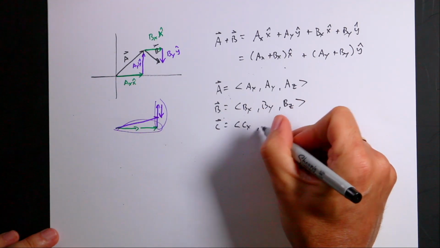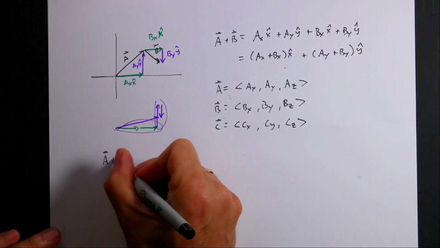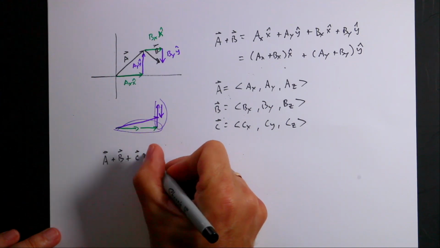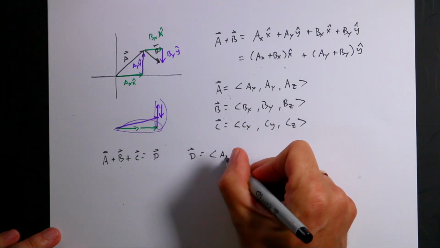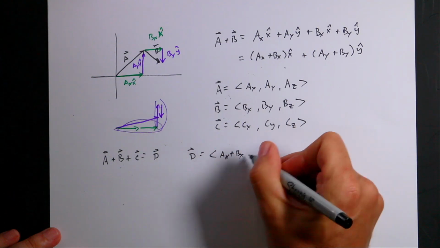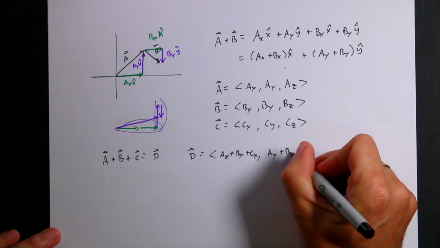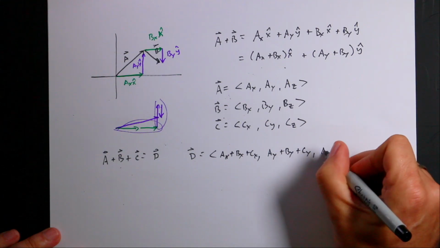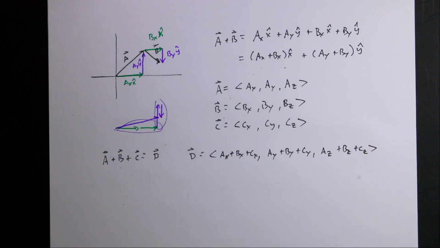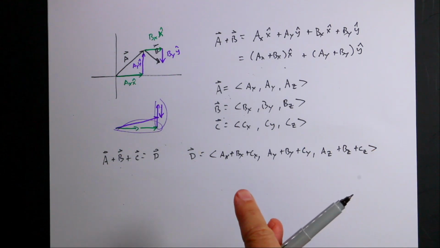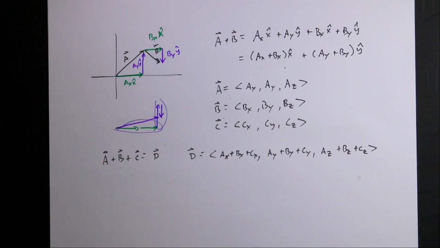cx, cy, cz. Then a plus b plus c equals the vector d. So d would be the vector ax plus bx plus cx, ay plus by plus cy, az plus bz plus cz. So I just add all the components. Now, you do need to make sure that if these are negative, then you're adding a negative number, right?